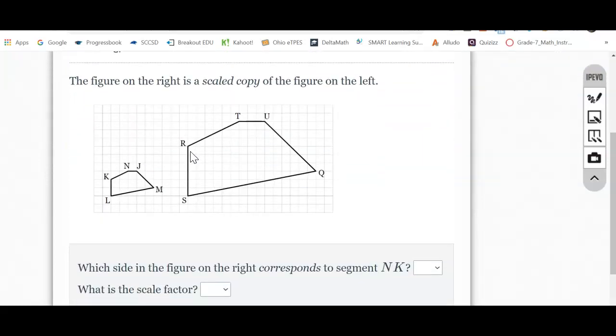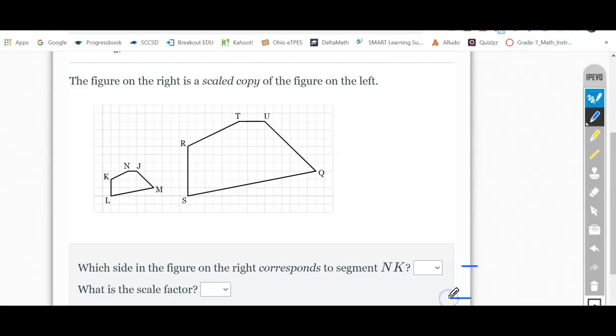Okay, here's how this looks. It tells us that the figure on the right is a scaled copy. They got 2 different questions here. These questions might be completely separate. Okay, it says what corresponds with NK. So I come over here and I would say that TR corresponds with it. So I would select the one that says TR.